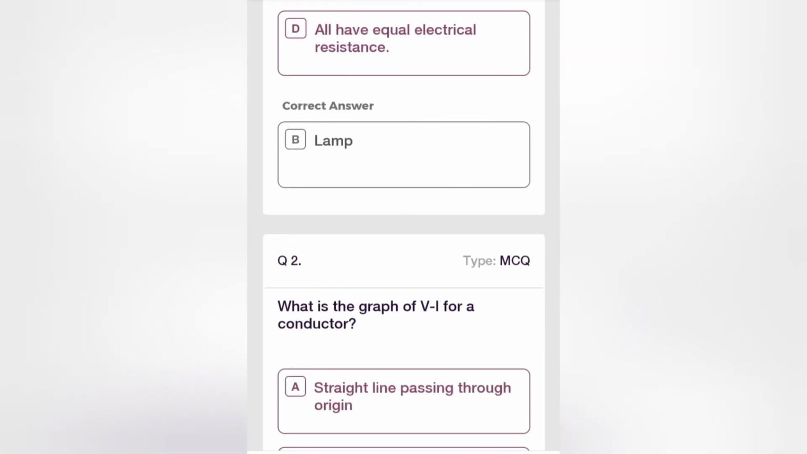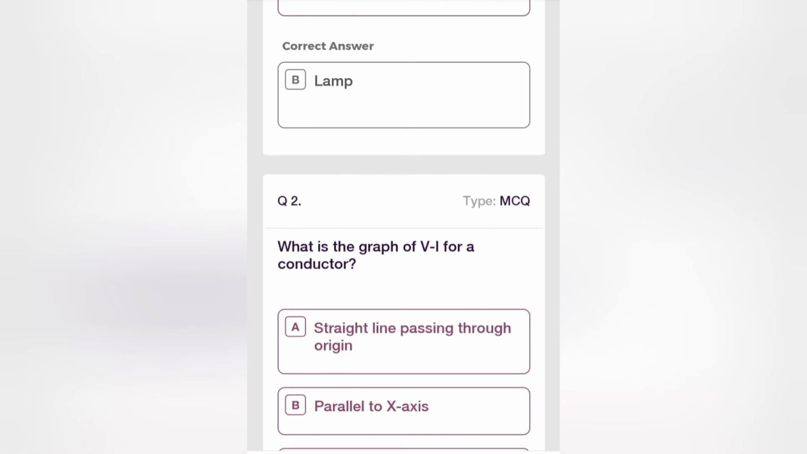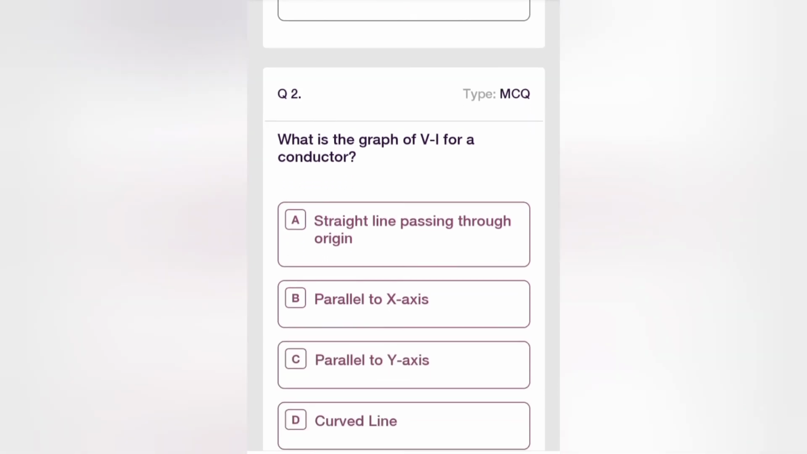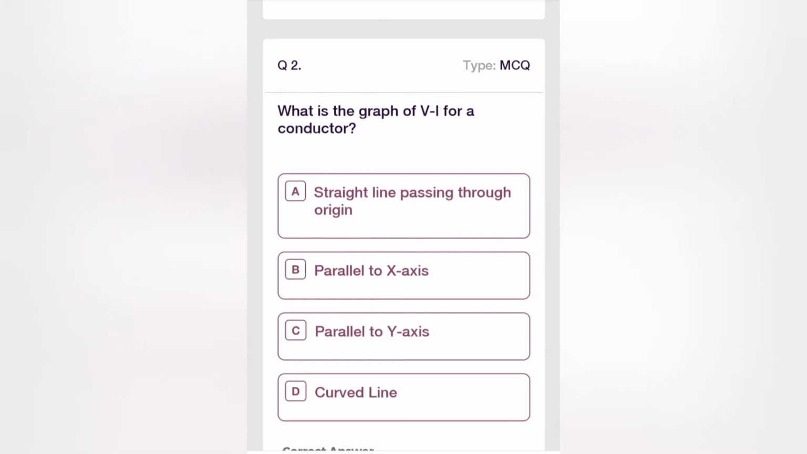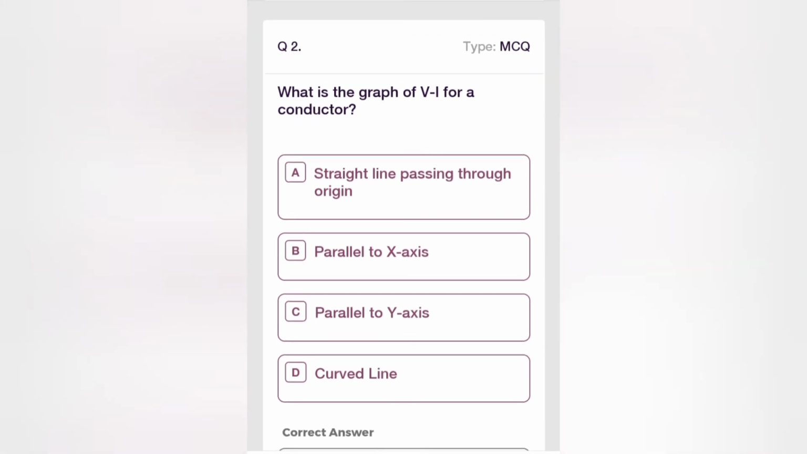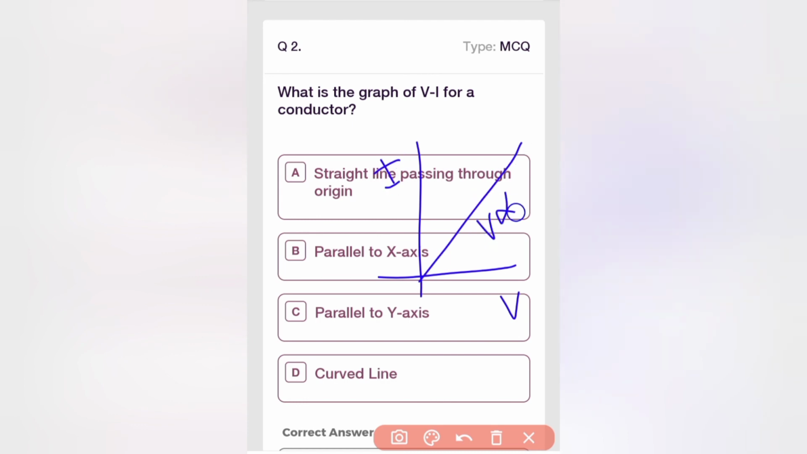Now, what is the graph of VI for a conductor? For a conductor or for anything, we know that the relationship between the voltage and the current is going to be proportional. That means they will be linear. So which option will be correct? They will pass through the origin. So answer A is correct. A straight line passing through the origin would be the correct answer.